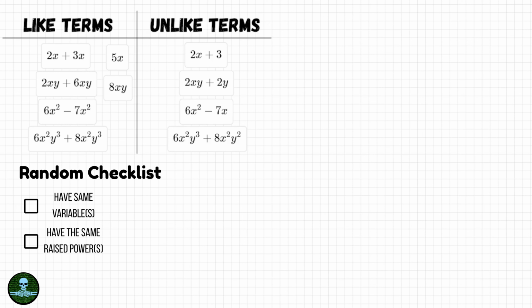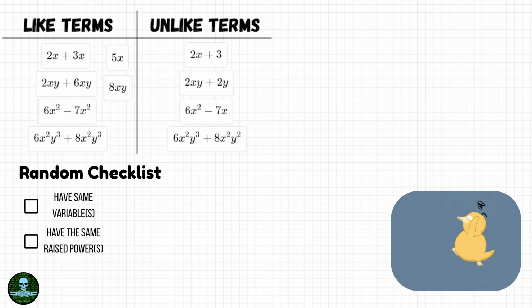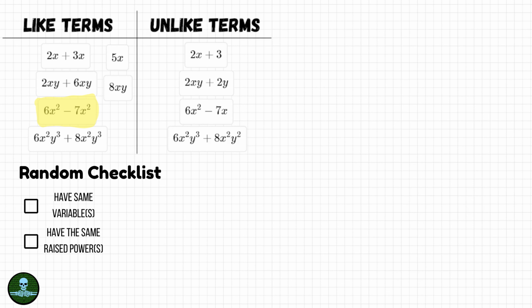Anyways, in the third row, we have one variable, but now with exponents. Oh my god, it got so much more complicated. Oh no, oh no, no. But don't worry. It's not that hard at all. In like terms, again, they have the same variable, same power, right? And coefficients do not matter. So what's 6 minus 7? Minus 1. So you can say minus 1x squared.